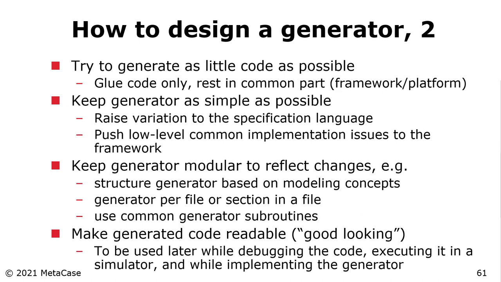Another good piece of advice is to try to keep the generator modular. One good practice is that for each domain concept, you have your own code generator or piece of code generator. So if I have, for example, a code generator for the alarm in my digital watch, or a code generator for updating the display, then if the domain concept changes, I have a respective generator module that I need to change. There are also other approaches to structuring your code generator, like one generator or a set of generators per generated file. Or if you have similar subroutines among generators, you put them into subgenerators that you can reuse.